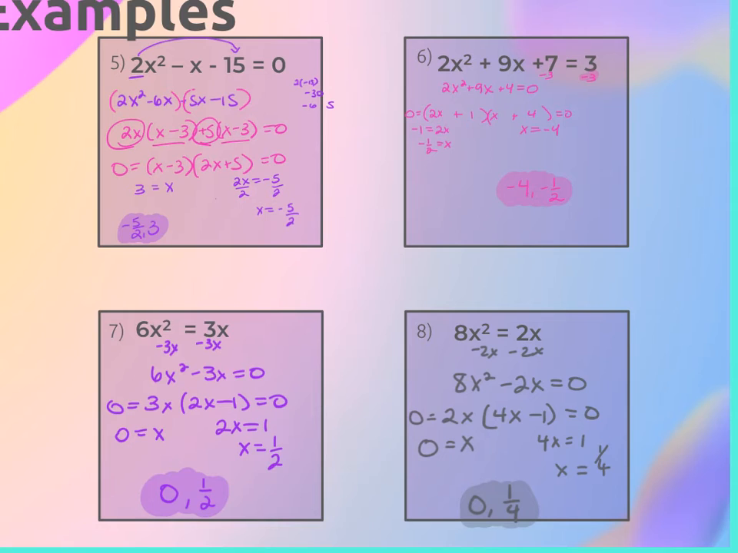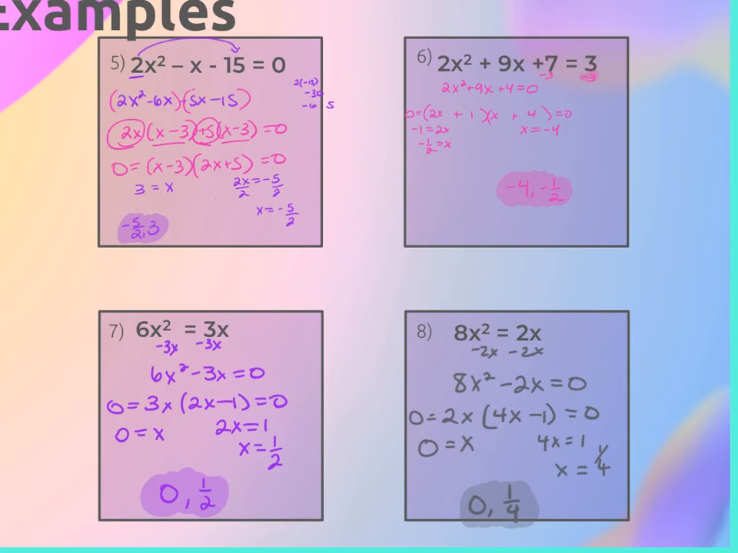Going to 7, you have to move the 3x over. Take out a 3x, and you would have gotten 3x times 2x minus 1. Split and solve, and you get x equals 0 and x equals 1/2. And 8, move the 2x over, take out a 2x, and you get 2x times 4x minus 1. Split and solve. And you get 0 and 1/4. Questions on any of those?